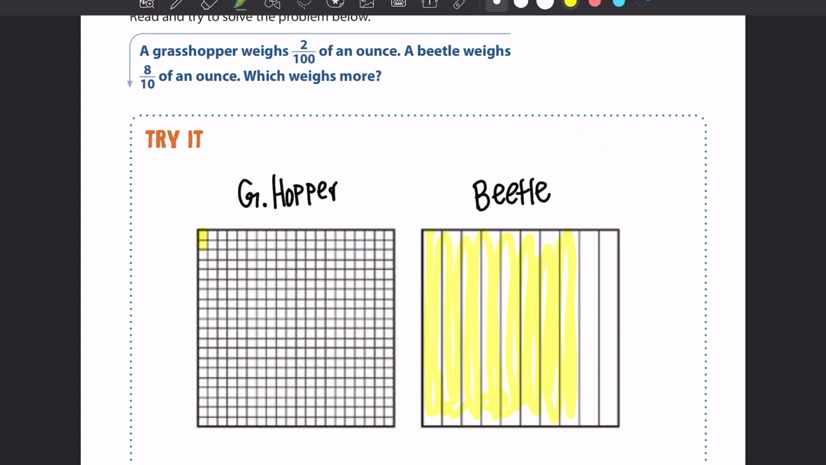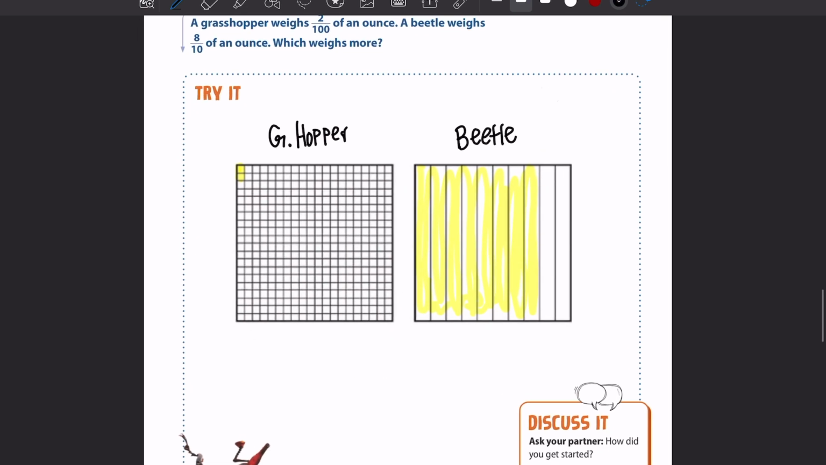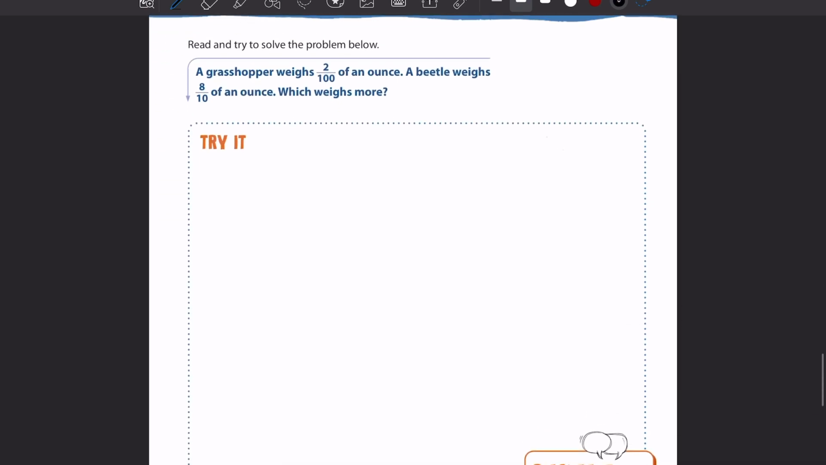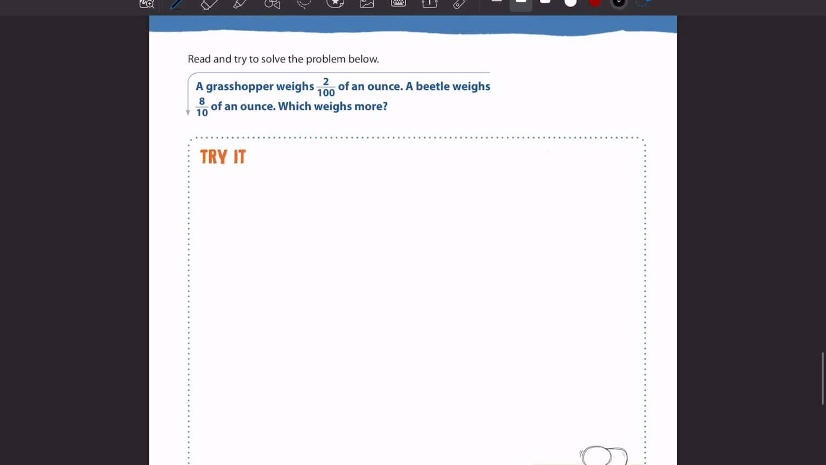But when we're looking at a problem like this, and we have 2/100 and we have 8/10, it's pretty simple in this scenario, but we can't always draw out the fractions as we see here. Yes, we could obviously do this for every single one, but that is just not time efficient. So a simpler way to do this is something called a common denominator.